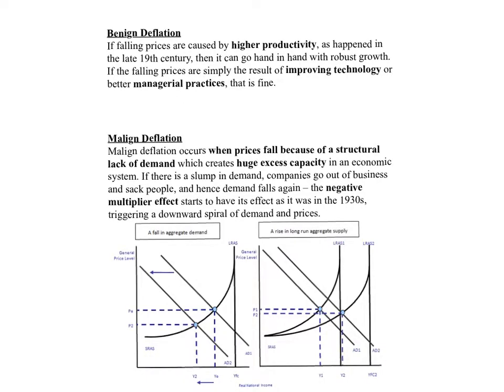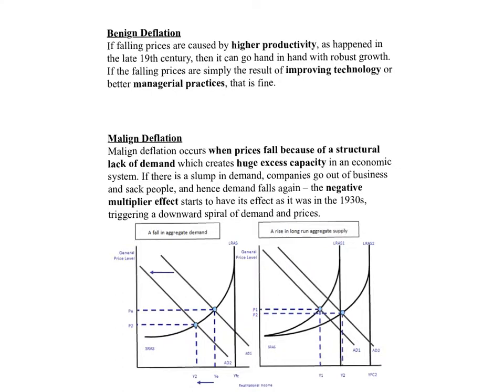Now, there's two different types of deflation. We've got benign deflation and malign deflation. And if we're looking at benign deflation, we can associate this with this diagram here, with the long-run aggregate supply shifting from 1 to 2, meaning probably because of increased productivity or increased factors of production in some way. And what that has meant is that price level has dropped from P1 to P2. Now, this is an absolutely fine deflation.